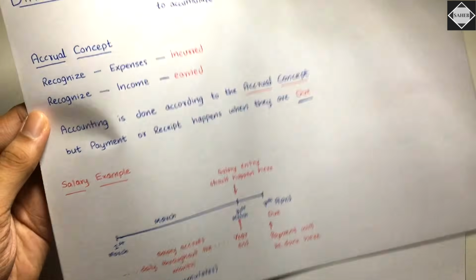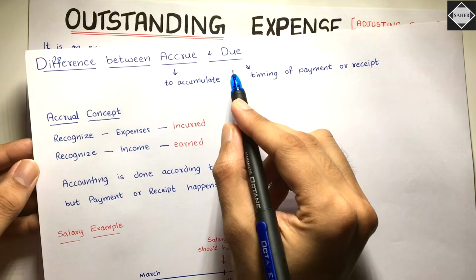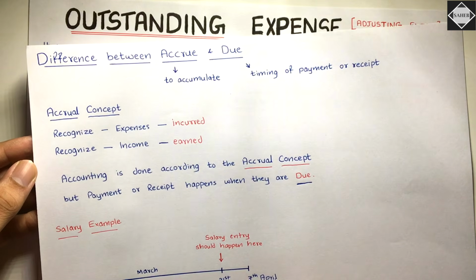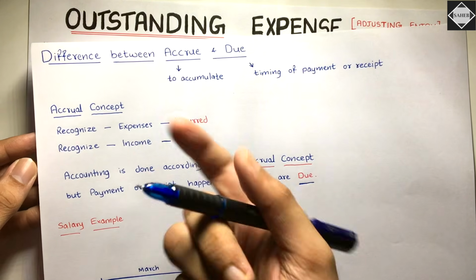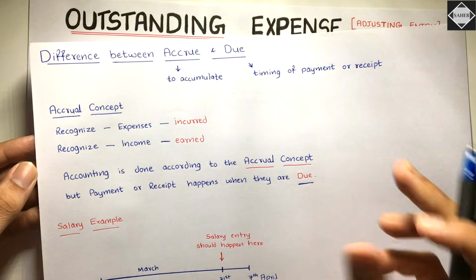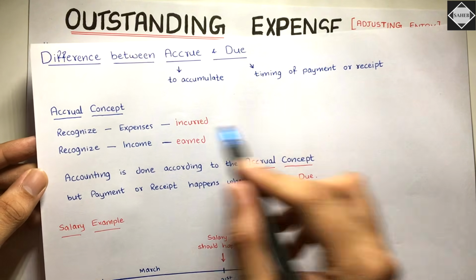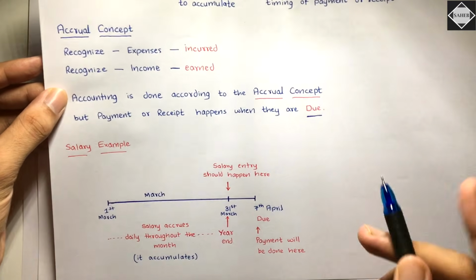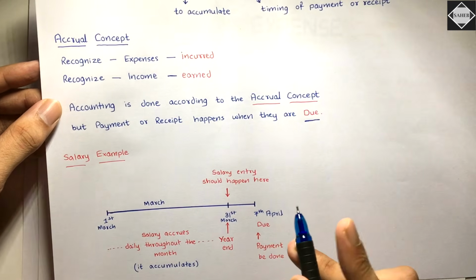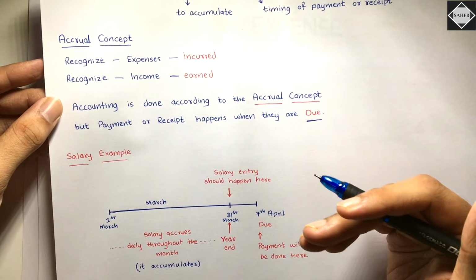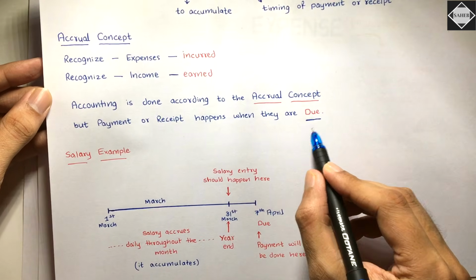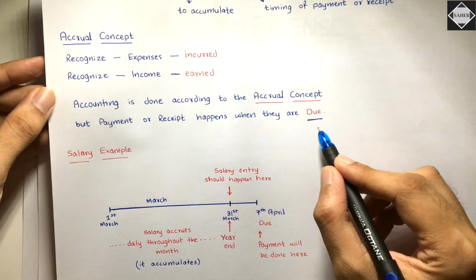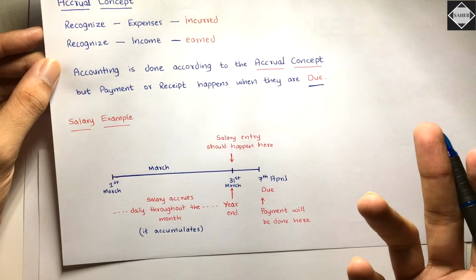And then we discussed the difference between accrue and due. These two terms we have in accounting. Accrue means to accumulate, to generate, to increase over a period of time. Due means the timing of payment or receipt, right? We discussed this in much detail. Accounting happens according to the accrual concept, but payment and receipt of cash or bank balance happens when they are due, when the payment or the receipt is due, right? I gave you an example.